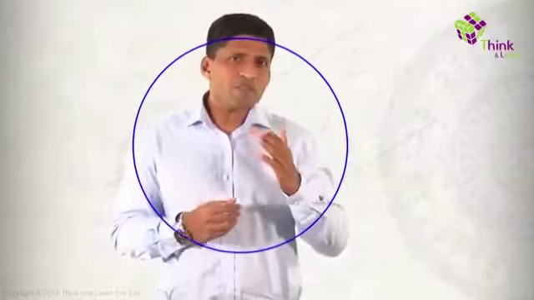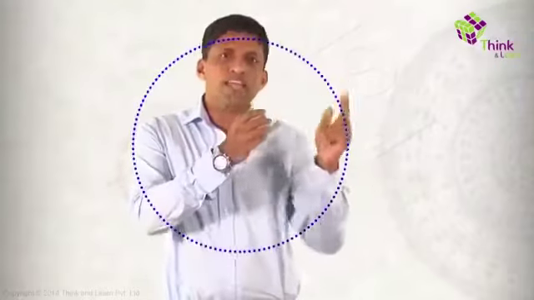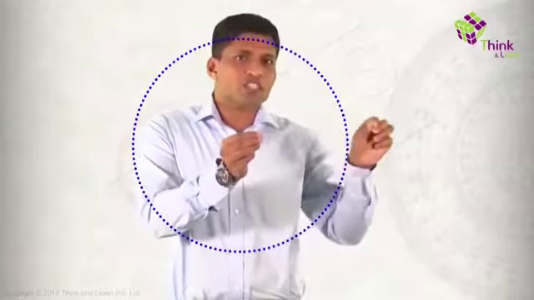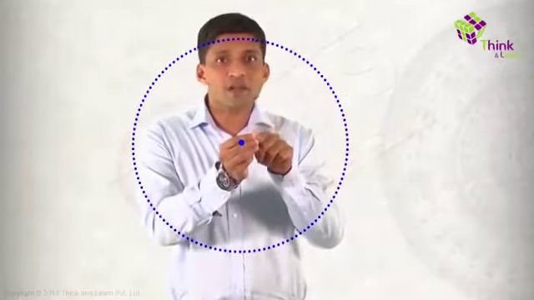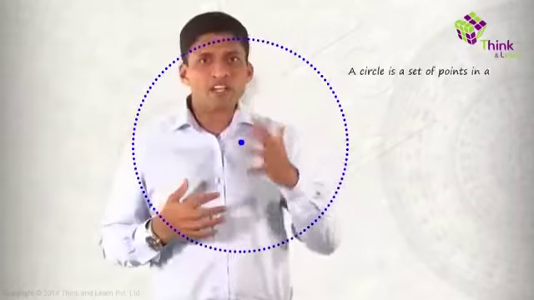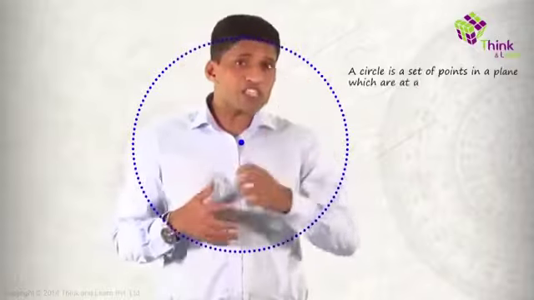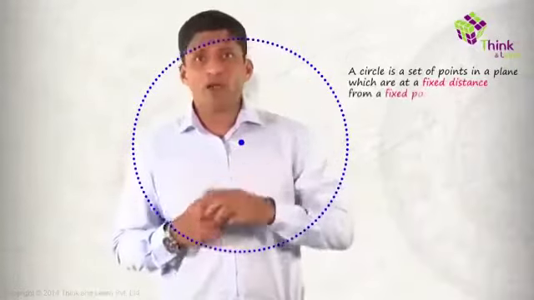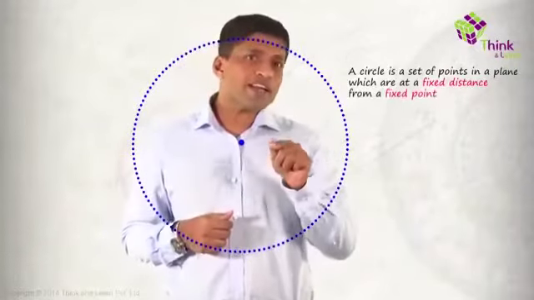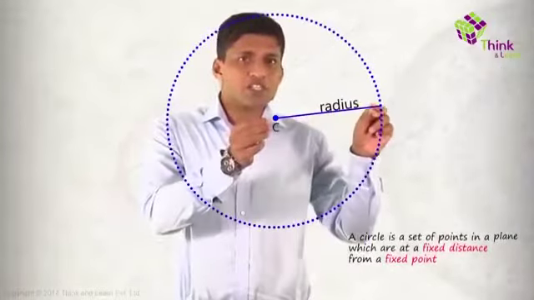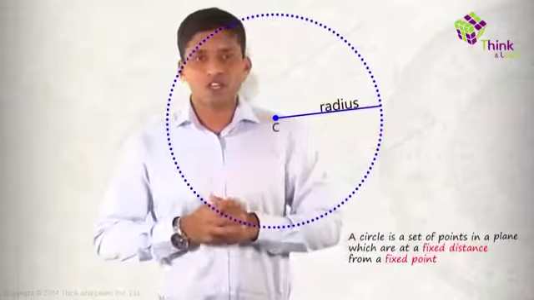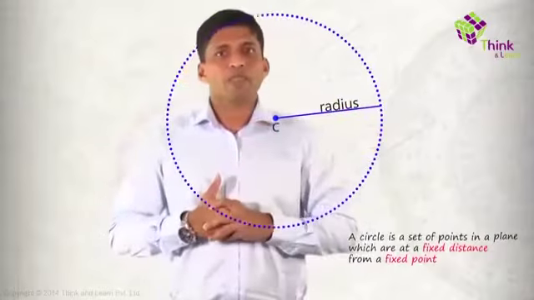Now, if you define it, what is a circle? A circle, as you can see here, is a set of all the points in a plane which are at a fixed distance from a fixed point. This fixed point is called the center of the circle, and the fixed distance is called the radius of the circle, as all of you know.